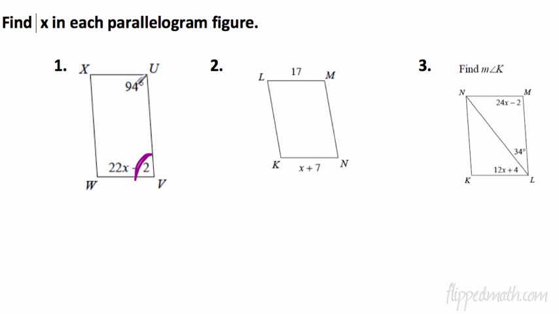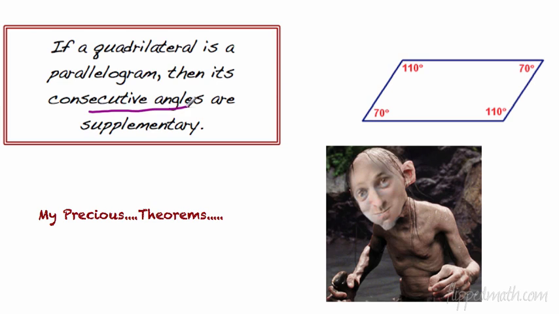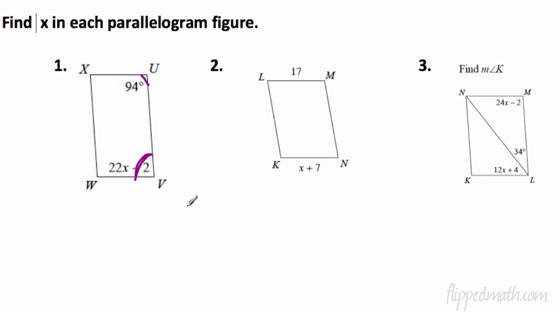So what do we know about this one? These are consecutive. That's this one here. Consecutive angles are supplementary, right, Schmiegelbrust? That's correct. Supplementary means that they add to 180 degrees, so we're going to write that out. 22x minus 2 plus the other angle, 94, should all equal 180.